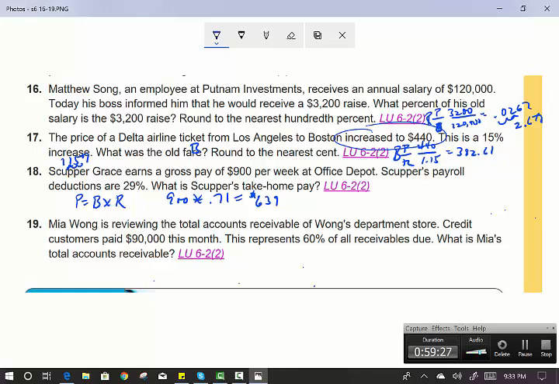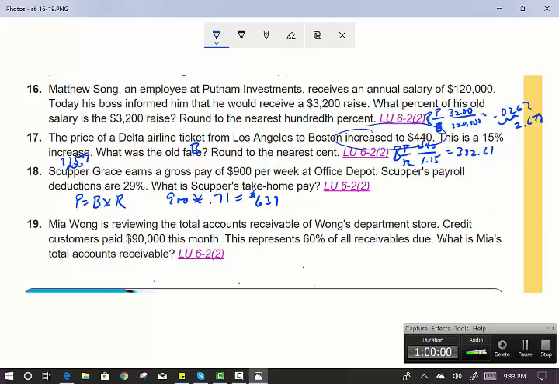Number 19, Mia Wong is reviewing the total accounts receivable of Wong's department store. Credit customers paid $90,000 this month. This represents 60% of all the receivables due. What is Mia's total accounts receivable? How much should she have received? What is the total amount that she should have received? She's only received $90,000, but that's only 60%. She's still lacking 40% of this particular amount.